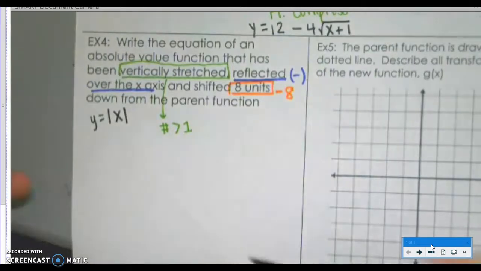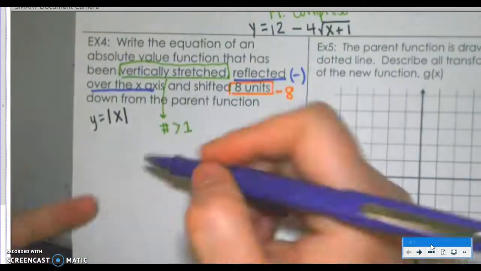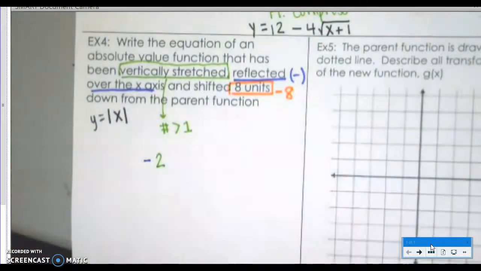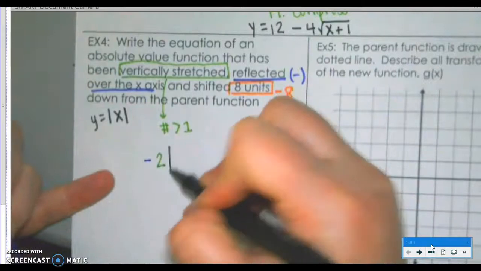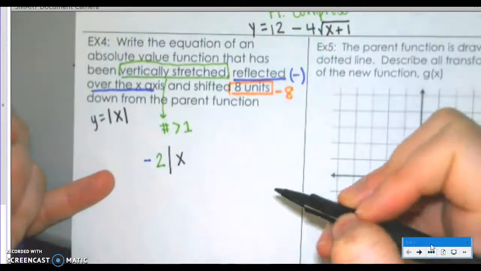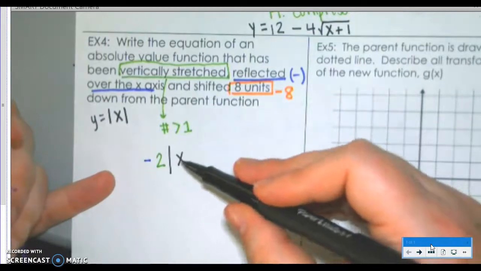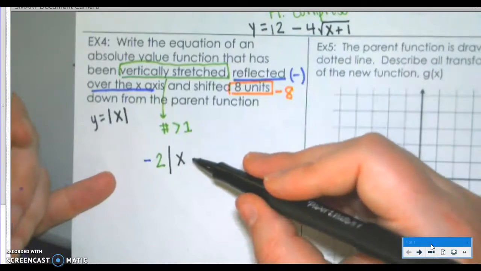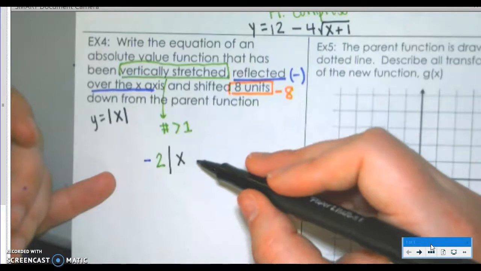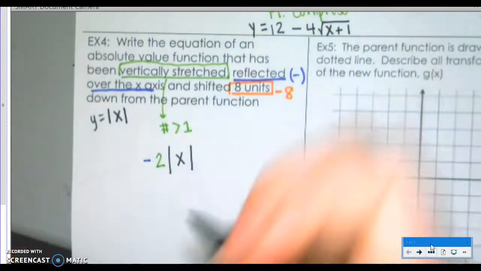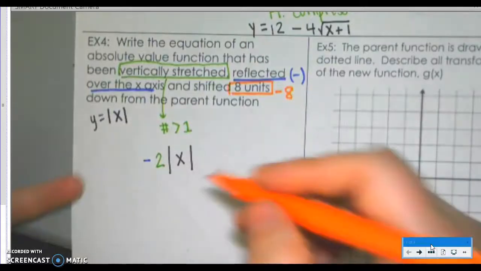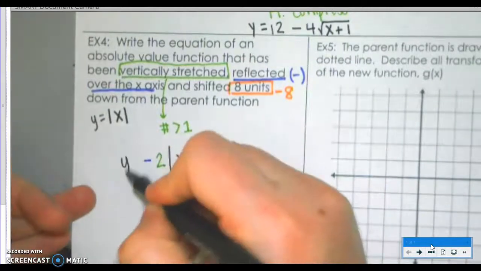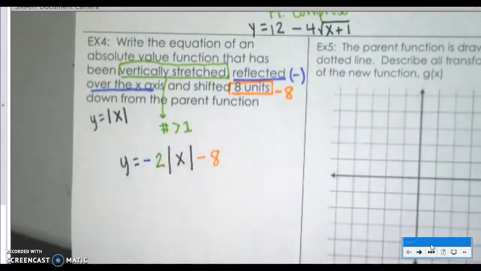All right, so here's how you build the function. We can put that negative, and I'm just going to pick 2. You can pick any number as long as it's bigger than 1. That needs to get multiplied to the absolute value function. Now I don't have a left or right shift, so I'm not going to need to put anything inside of the bars with the x. But if I did have to shift something to the left or the right, it would need to go inside with the x. But I can close the bars after that because I don't have a left and right shift. I do have an 8 units down, so I need a -8 at the end. And there's my equation.